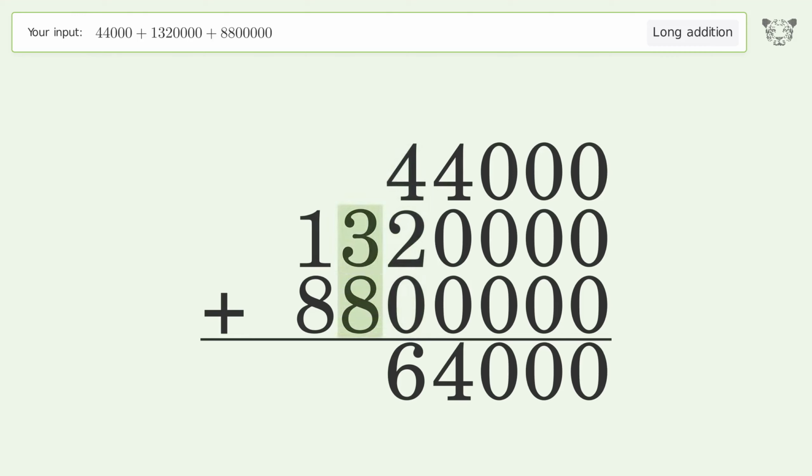3 plus 8, equals 11. Carry 1 to the millions place. 1 plus 8, equals 10. Carry 1 to the 10 millions place. Write 1 in the 10 millions place, and so the final result is 10,164,000.